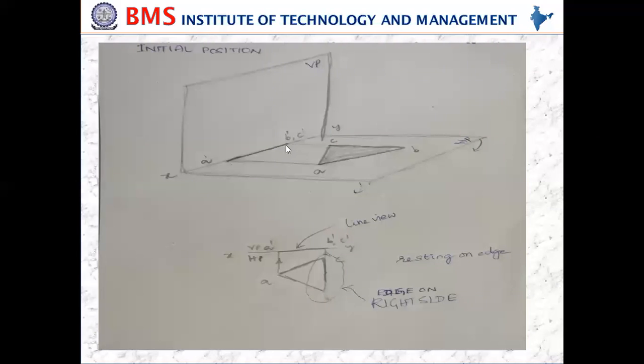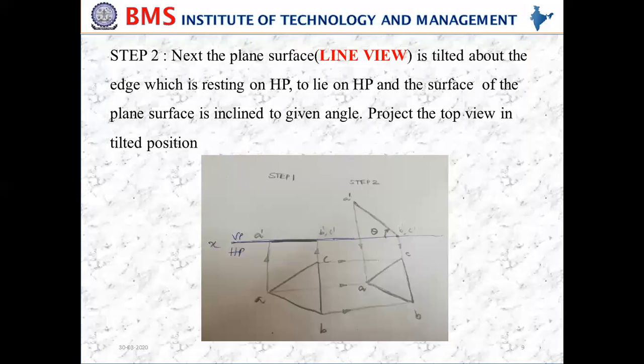Got it? What I'm saying here? The B dash comma C dash I have represented here means at the end of this line view there are 2 points represented, because here this line completely looks like one point. Is it clear? Right.